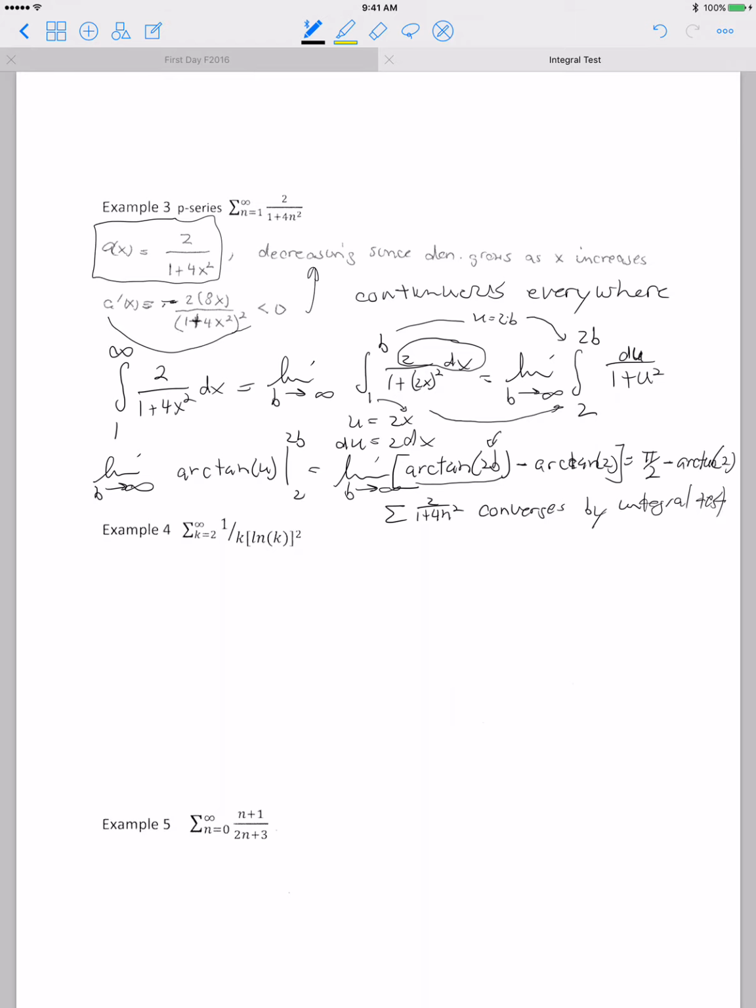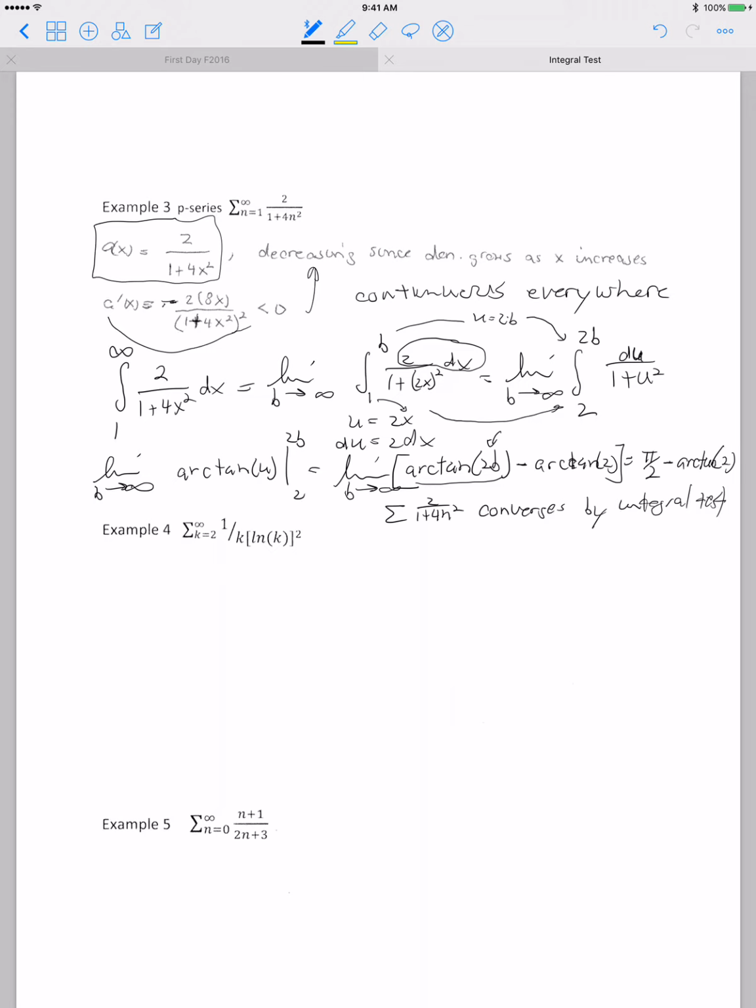Okay, so I think maybe you should see how to apply the integral test. You validate that the hypothesis is satisfied, then you calculate the improper integral of the corresponding function where you replace the index with x. If the improper integral converges, the series converges. If the improper integral diverges, the series diverges.